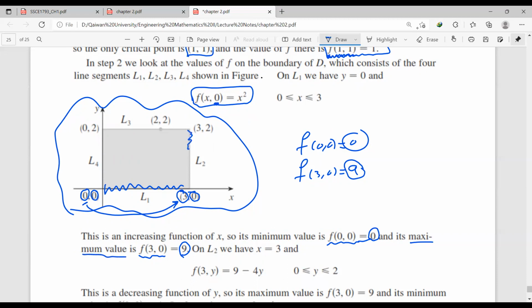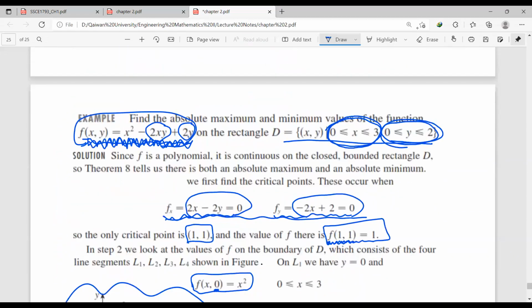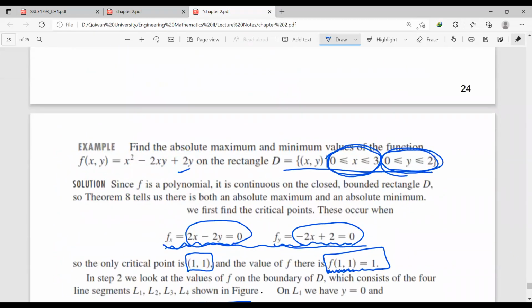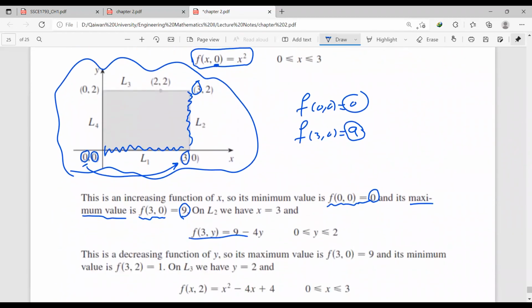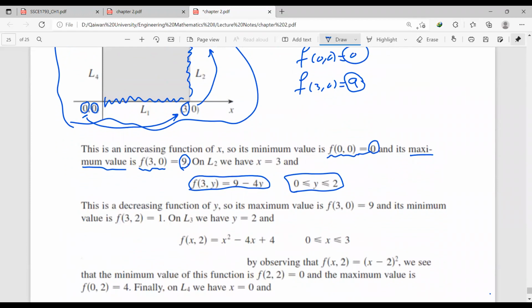About L2, on this line, as you see here, X is fixed in both. X is 3. So we just replace X by 3 in the function. Y is still Y, because Y is changing from 0 to 2. That's why we are not going to fix Y. We just fix the X value, because X is 3 in both. That means here Y is from 0 to 2, and X is fixed.